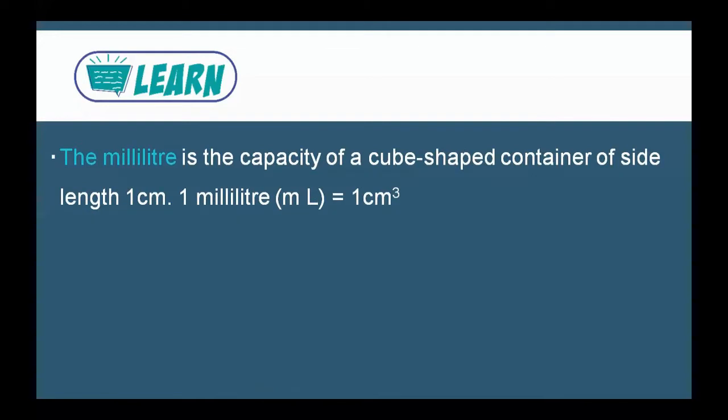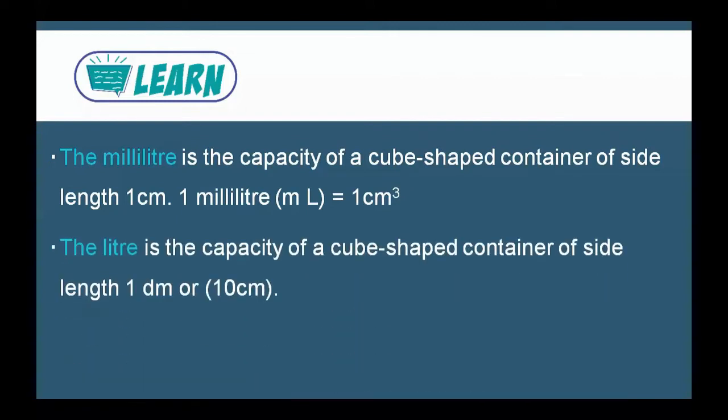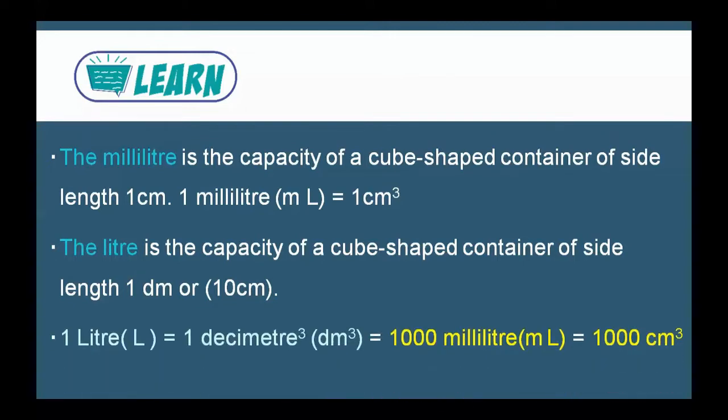The milliliter is the capacity of a cube-shaped container of side length 1 centimeter. So 1 milliliter equals 1 cubic centimeter. And the liter is the capacity of a cube-shaped container of side length 1 decimeter or 10 centimeter. So the liter equals 1000 cubic centimeter or 1 cubic decimeter.